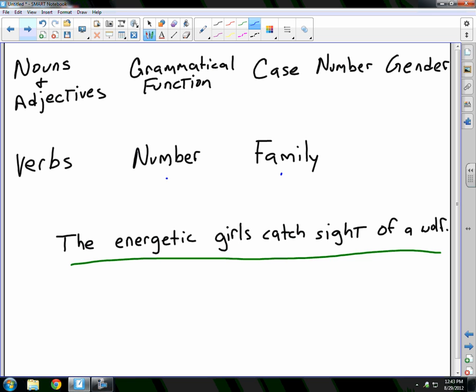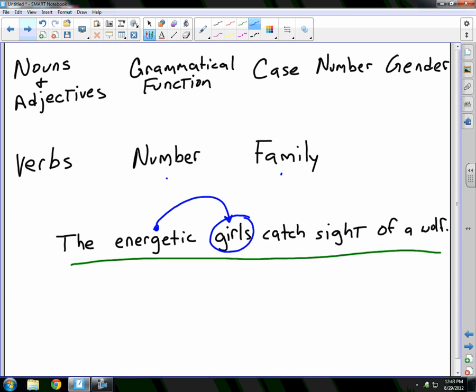So let's start with energetic. What kind of word is it? Well, it's an adjective, so it's going to modify a noun. It's going to modify girls. We know that adjectives have to agree in case, number, and gender. So looking at the word girls, we ask ourselves, what is the grammatical function of girls? Are they doing the action or are they receiving the action?